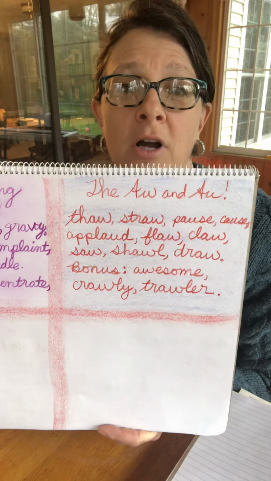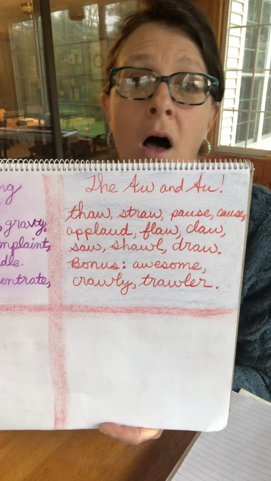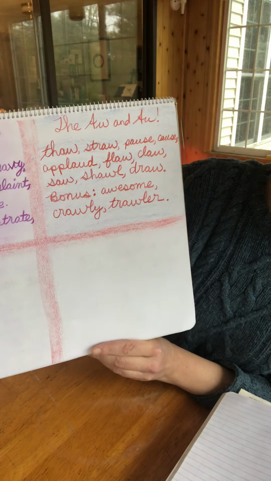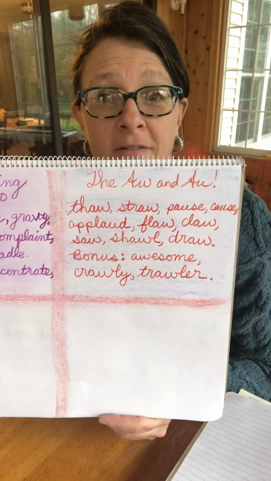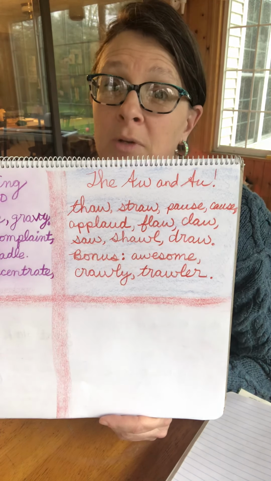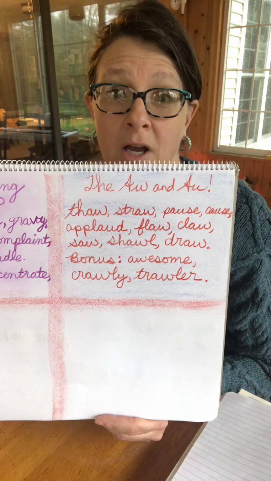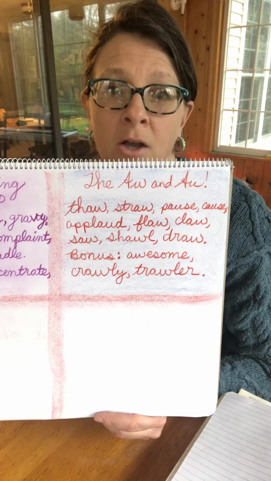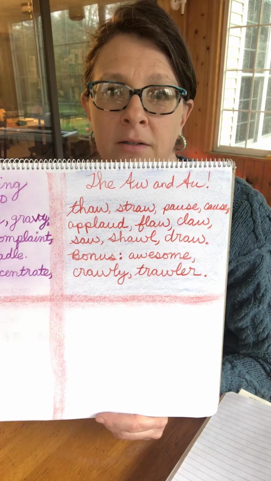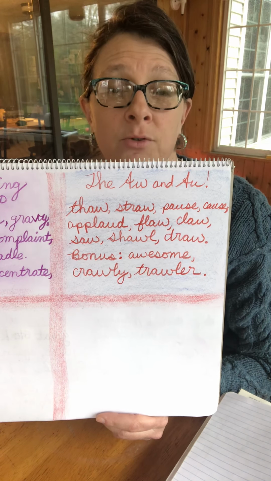Flaw. We talked about there being a flaw on her claw, and there's the next one, claw. Then saw, that's a nice easy one. It means to be able to see, having seen, and also the thing you use to cut down things or to work with wood, saw wood. Shawl, draw, and those are the 10.